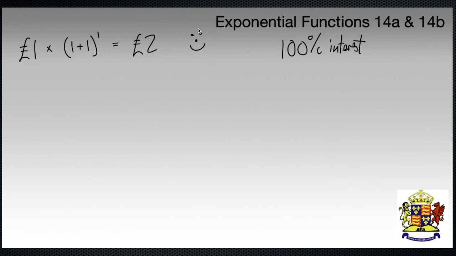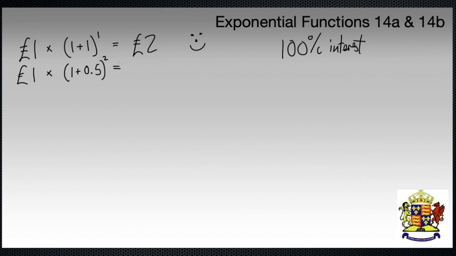Okay, well, I'm going to improve the offer. I'm going to tell you that I have £1, but I'm going to give you interest. I'm going to give you half the interest. Ooh, doesn't sound so good, does it? But I'm going to pay it to you twice in the year, so every 6 months.